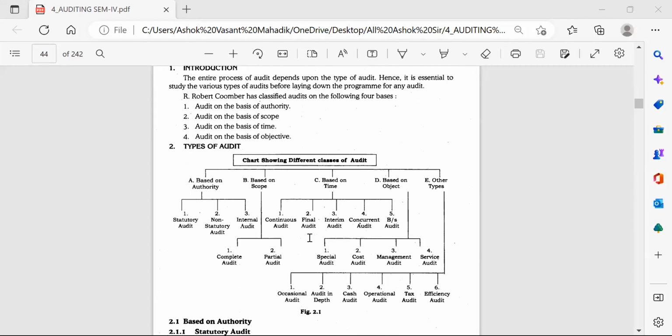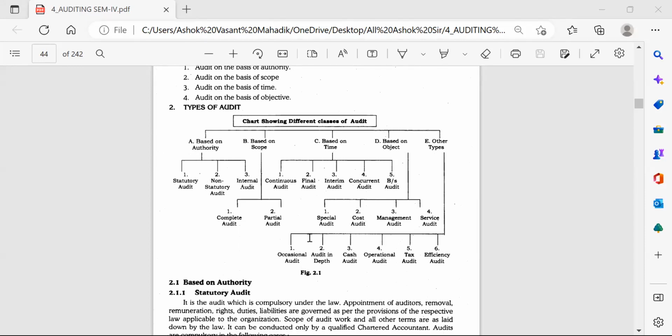Okay. Mostly they won't be there in your syllabus. But still, I'll give you a brief overview of even these types. That is occasional audit, audit in depth, cash audit, operational audit, tax audit, and efficiency audit. Okay. So shall we start? So the first type is statutory audit, based on authority.